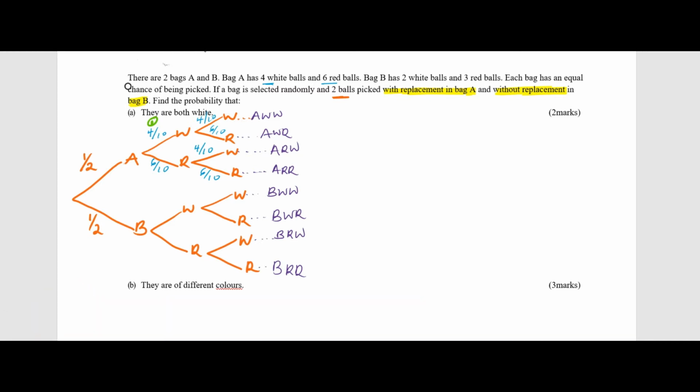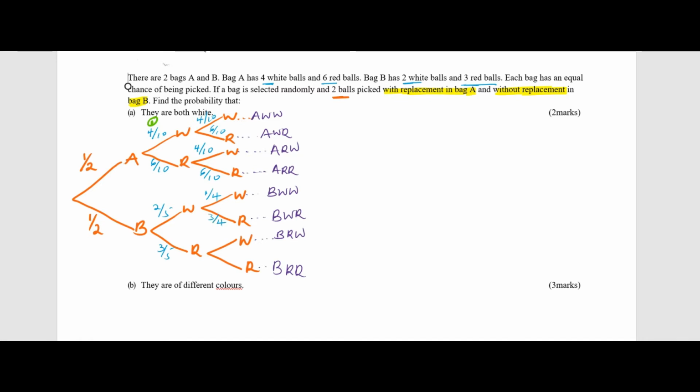Now let's go to bag B. B has 2 white balls and 3 red balls. So the probability of picking white is 2/5. The red is 3/5. Again, when you come to picking the second ball, the total will change. In this case, we've picked 1 white, so the whites were 2, 1 white will remain, and the total will change, so it is 1/4. Remember the total probability in each branch must add to 1, so the other one is 3/4.